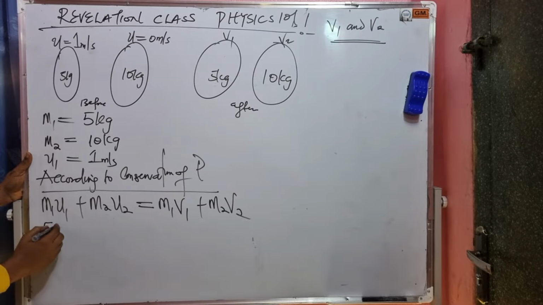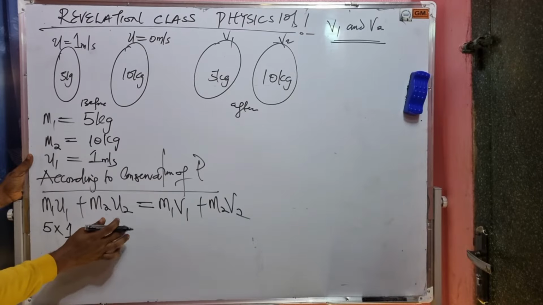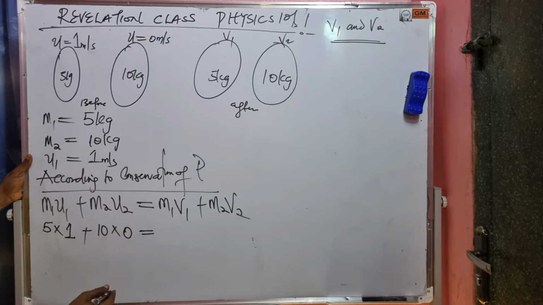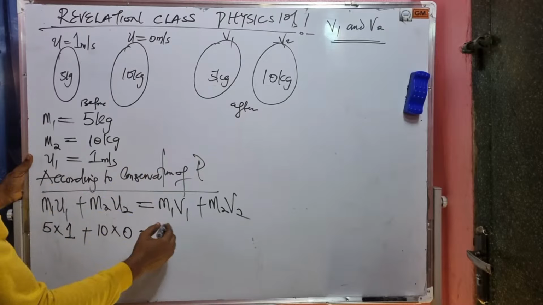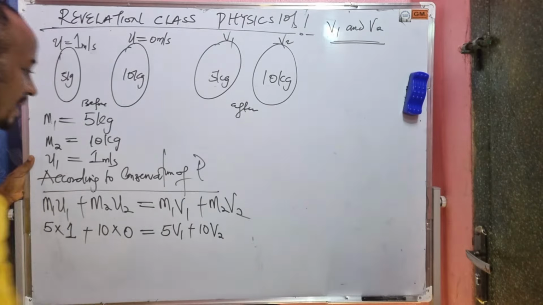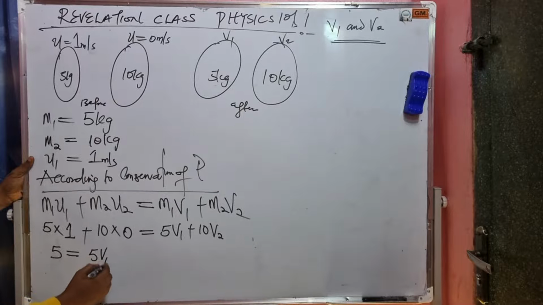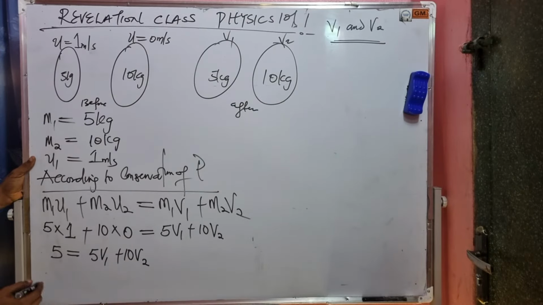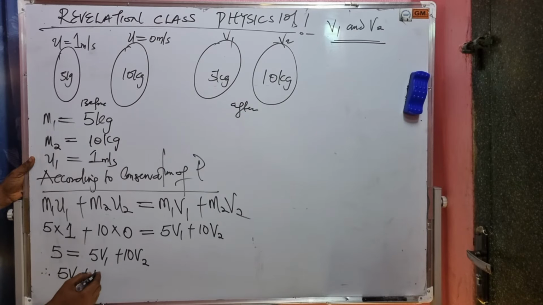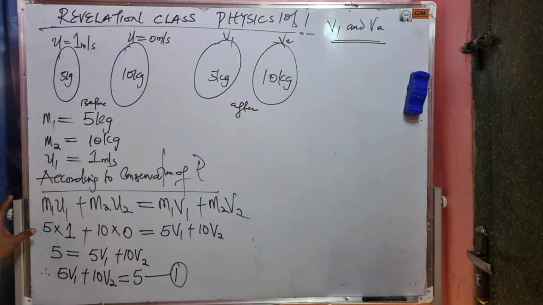Our M1 is 5. 5 times U1, which is 1, plus M2 is 10, our U2 is 0, all equals M1 is 5, so 5 V1 plus M2 is 10 V2. Is that clear? So here we have 5 times 1 is 5, equals 10 times 0 is 0, so plus 5 gives us 5, equals 5 V1 plus 10 V2. I can rearrange this to be 5 V1 plus 10 V2 equals 5. Equation 1. What we did first is use the general expression to find the first equation, and that gave us this.